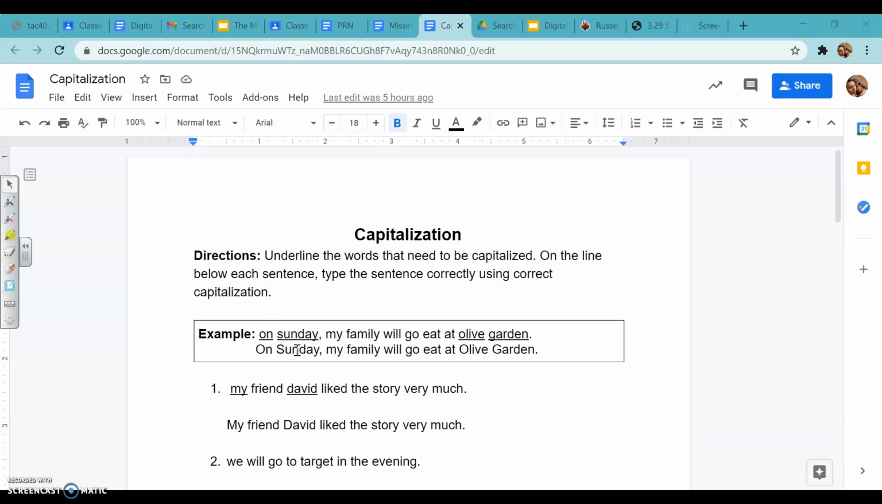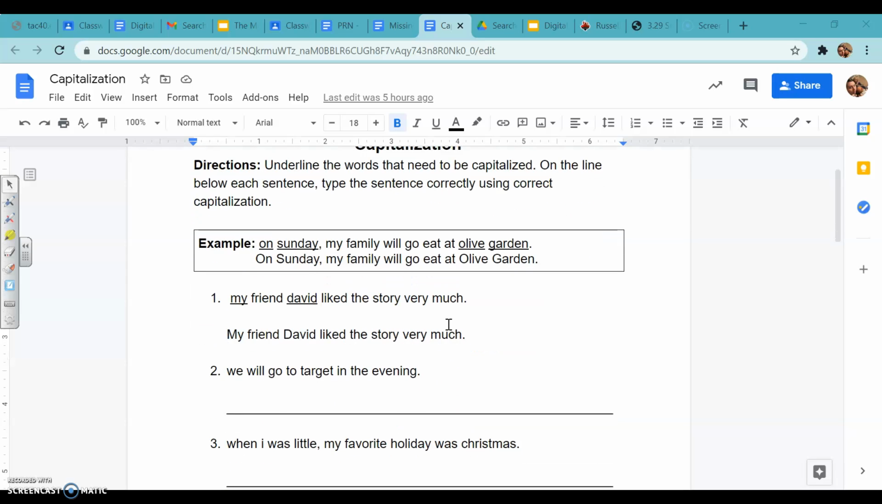Now, the O in "on" needs to be capitalized because it starts off the sentence. The capital letter S for Sunday needs to be because it is a proper noun. My family will go eat at Olive Garden is also capitalized because it is a proper noun.